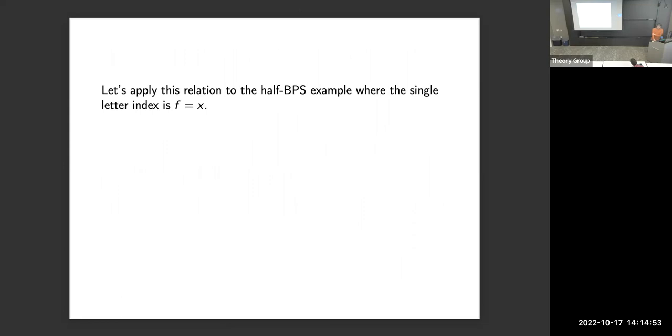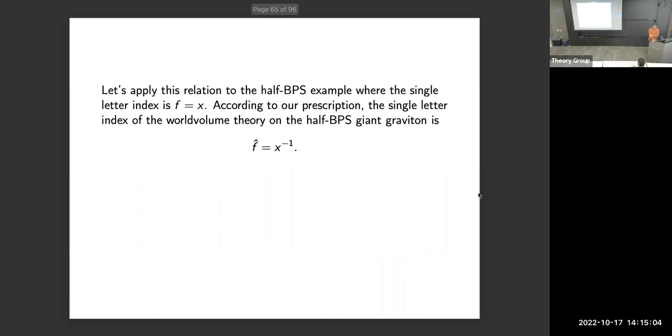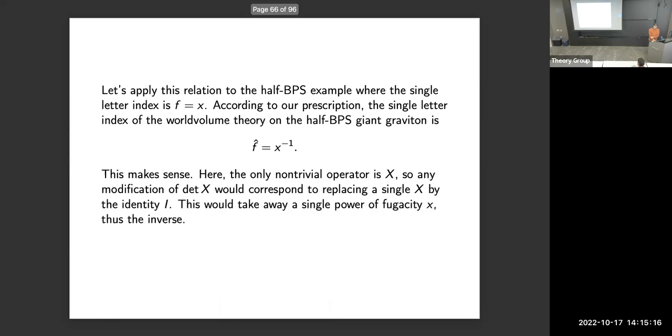So let's apply this relation to the half BPS examples, where the single letter index is f equals x. Plugging in f equals x in the formula for z hat gives you f hat equals x inverse. This is the single letter index of the worldvolume theory on the half BPS giant graviton. And this makes sense. Here the only non-trivial operator is x, so any modification of the determinant would correspond to replacing a single letter x by the identity operator I, and that would take away a single power of fugacity x. So it makes sense that the excitations are described by fugacity x inverse.